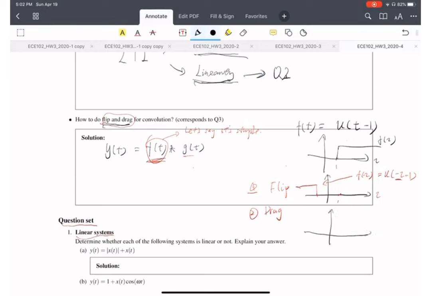Still we can have access here. And then we do the check. So this is the tau axis. And the way f(t minus tau) will be f(t minus tau minus 1).